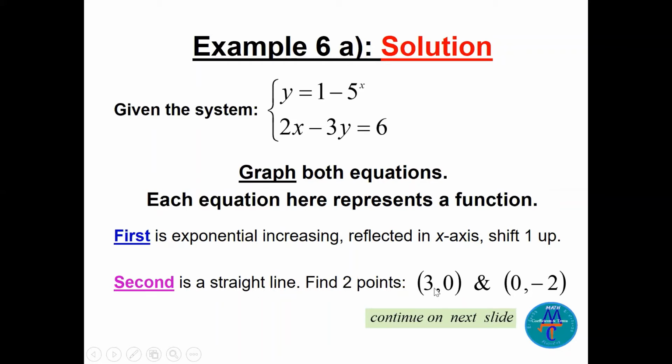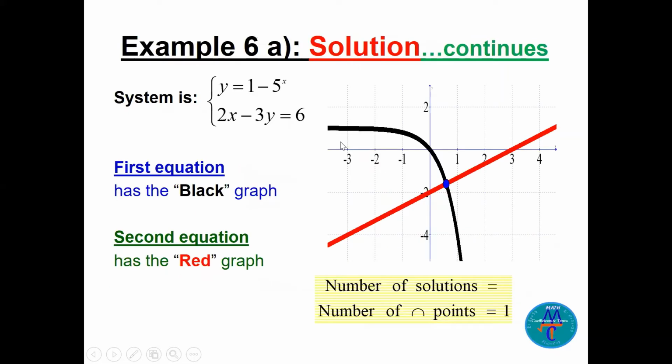We find 2 points. If you put x here 3, so y will be 0. If I put x equals 0, y will be minus 2. So these are 2 points to graph the straight line. Then you will see the graphs like this. So this is exponential, reflected, shifted up 1 unit.